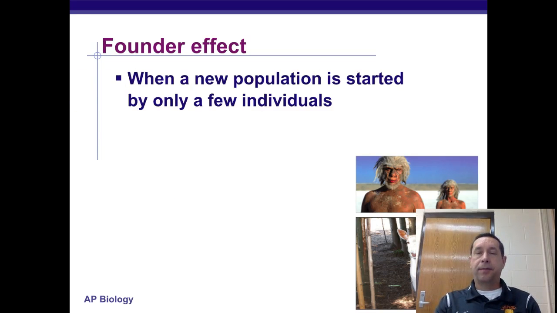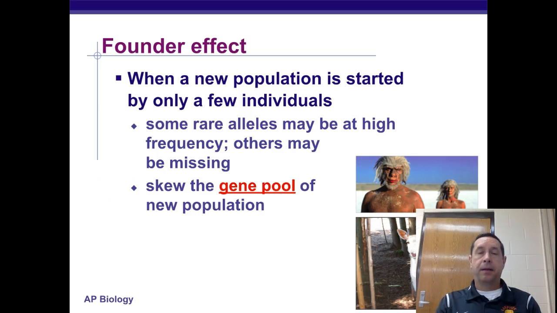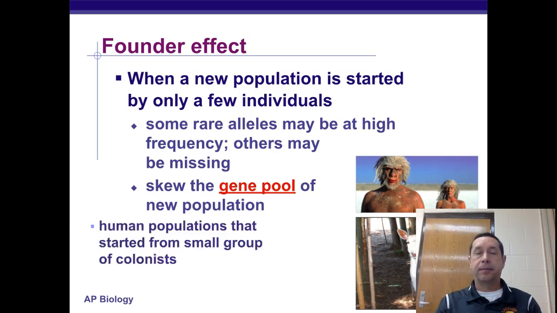So again, we talked about the founder effect. Sometimes rare alleles may be at higher frequencies, and others may be missing within that population. It skews the gene pool of the new population.